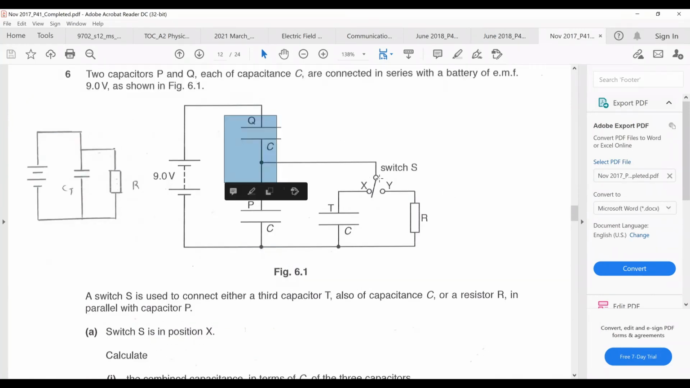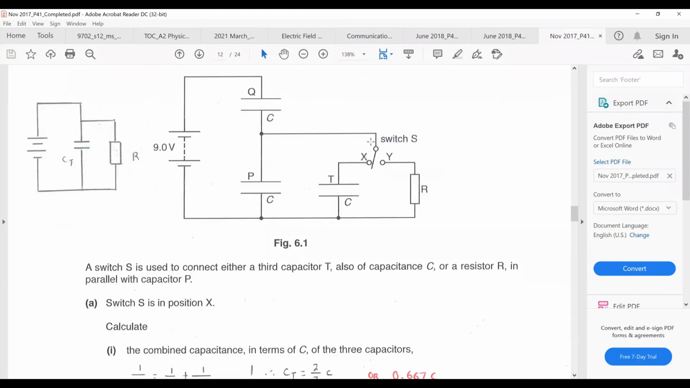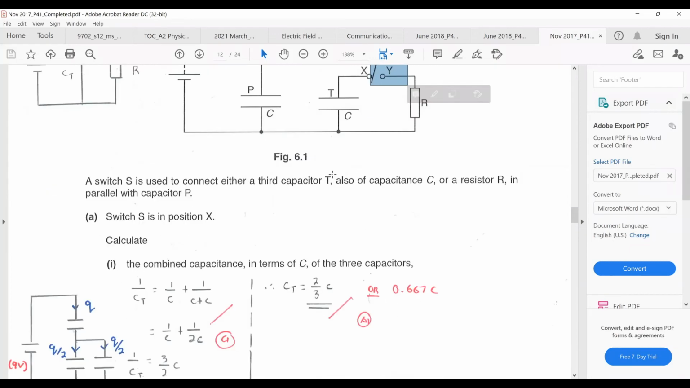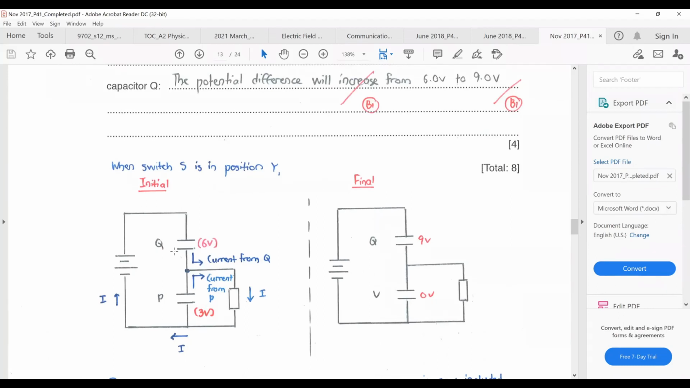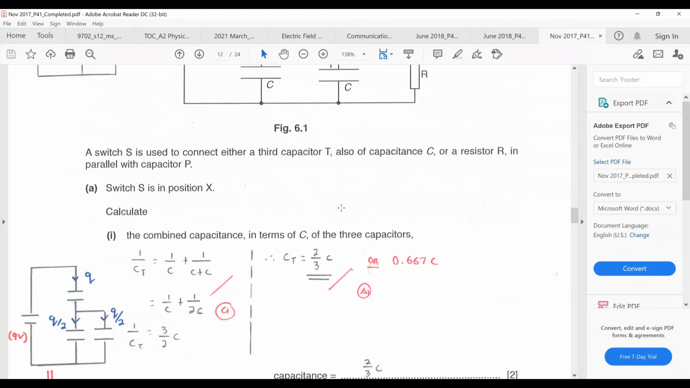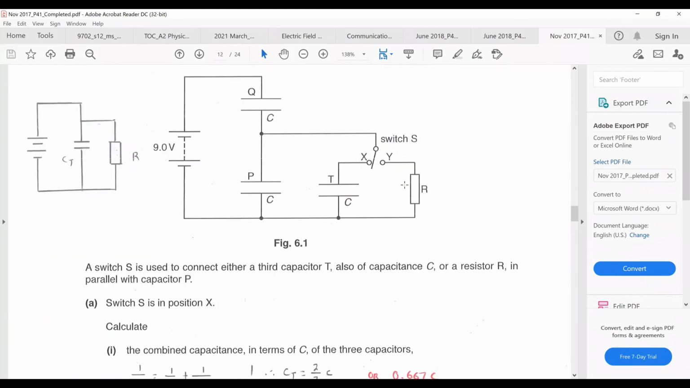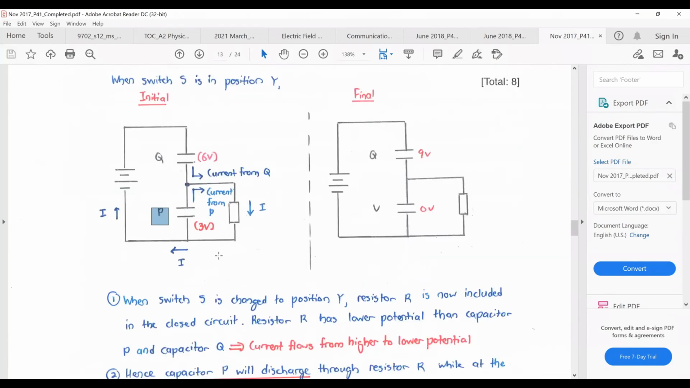Now, for our case here, your switch is no longer at position X. Instead, it's at position Y. Okay, it's at position Y. If it's at position Y, how would your circuit look like? It will now look like this. Okay, capacitor Q, capacitor P. Once it's at position Y, you are no longer connected to this capacitor, you're connected to the resistor. This is how your circuit looks like.